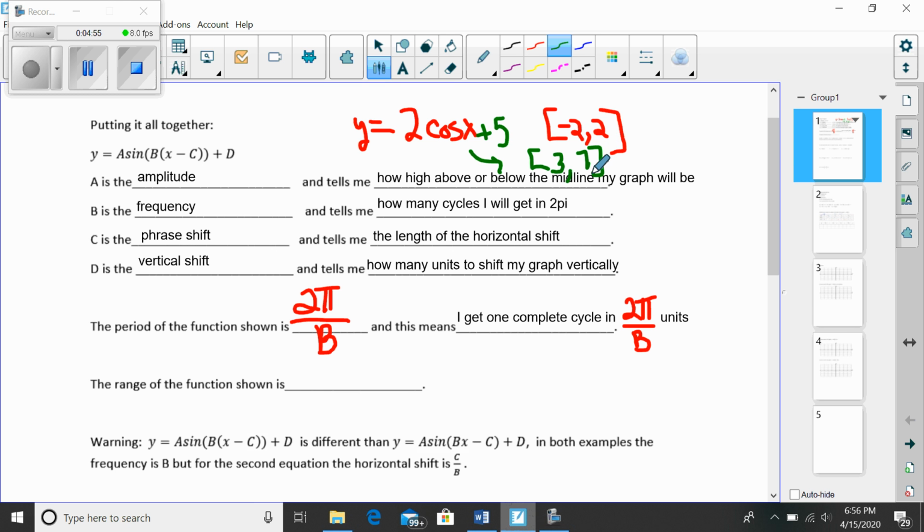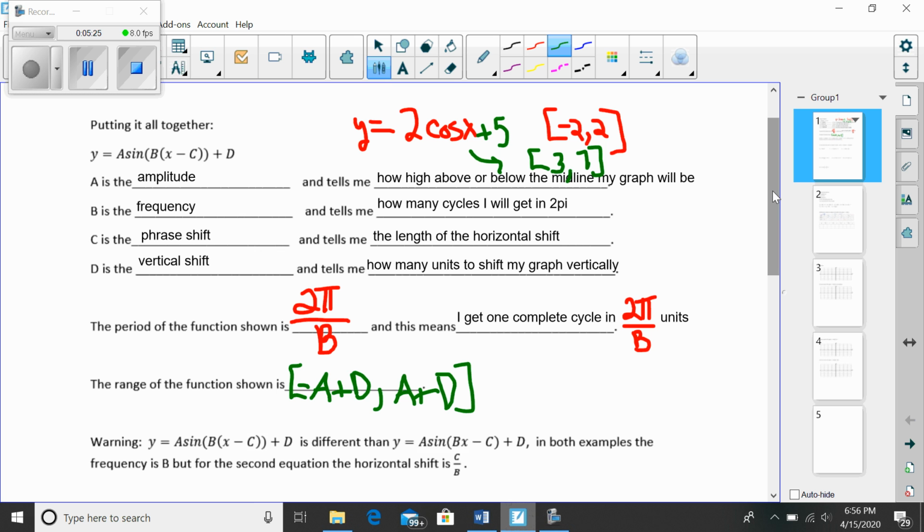So to generalize that, the range of the function is -A, because that would be my lowest point without a vertical shift, but then I have to add my vertical shift to it. And the other end point would be A, which would normally be my highest point, but then I add the vertical shift to it. So this is my general formula for finding the range.